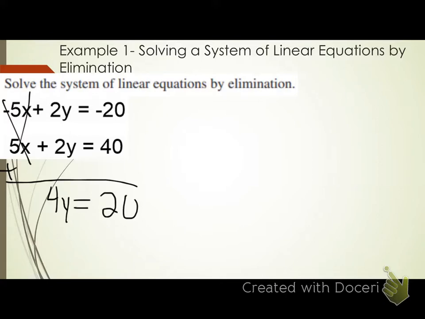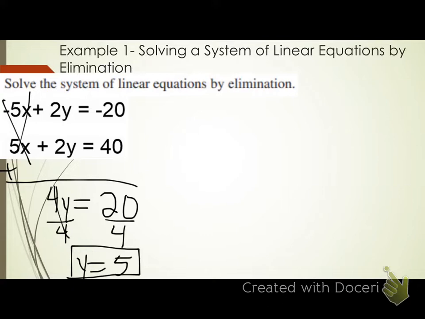20. Does everyone see how elimination has helped us? It eliminated a variable for us, so I can now solve for the other variable, because now I just have an equation that has just y in it. So now I can solve that equation for y. How do I do that? Divide by 4. What does y give me? 5. 20 divided by 4 is 5. There's my y value for my ordered pair.